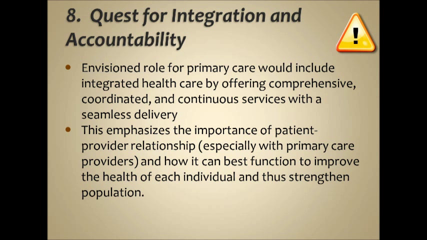So without central guidance of the government and with all these multiple players involved, there's this constant quest for integration and accountability. Now, the envisioned role for primary care would include integrating all the health care by offering comprehensive and coordinated and continuous services, trying to air traffic control our patients through this complicated, acronym-laden system. This emphasizes the importance of the patient-provider relationship, especially with primary care providers, and how it can best function to improve the health of each individual and strengthen the population. How can we best do this air traffic controlling of patients through the system?